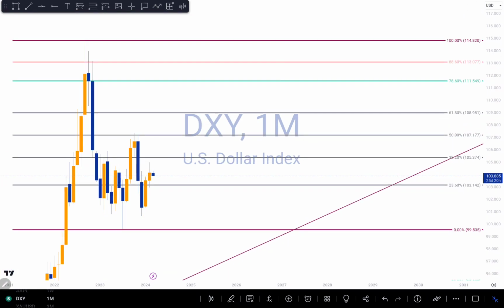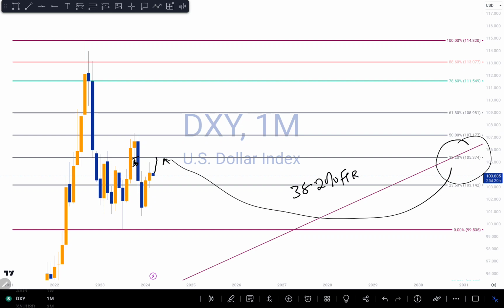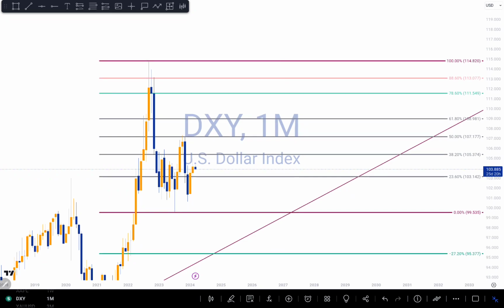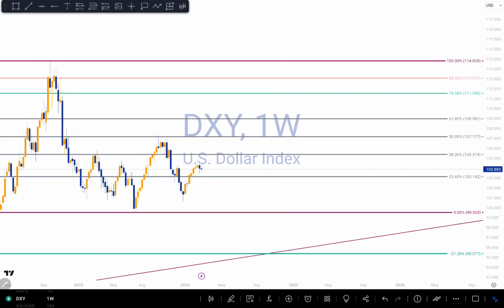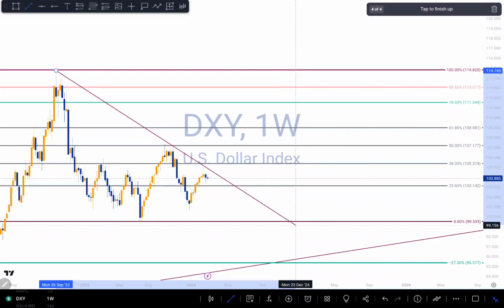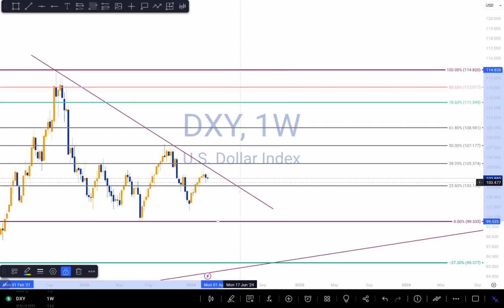But if I zoom out a little bit, we can see that we have a break of structure right here. So there's still a possibility that the XY might push up to at least my 38% fib level before we continue to tank to the downside. That's a possibility I am seeing right now. So let's go to my weekly time frame and see. I can draw a mini trend line right here as well.